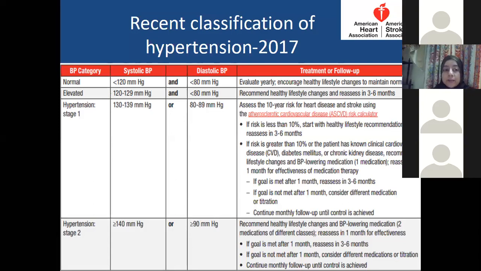An elevated blood pressure would be a systolic blood pressure of 120 to 129 millimeter mercury, and less than 80 millimeter mercury diastolic. Hypertension stage 1 involves a systolic blood pressure of 130 to 139 millimeter mercury, or a diastolic blood pressure of 80 to 89 millimeter mercury.